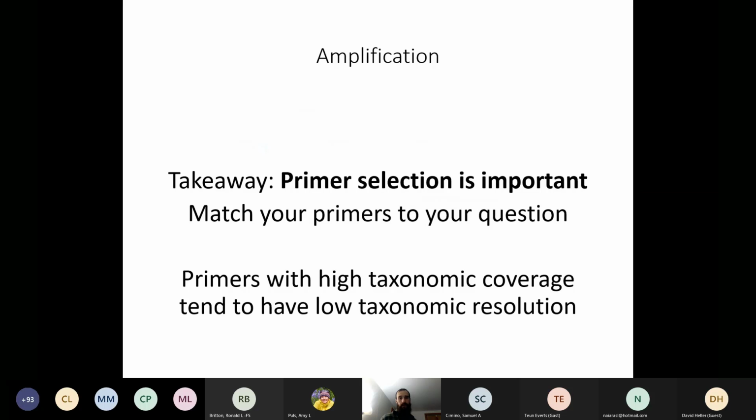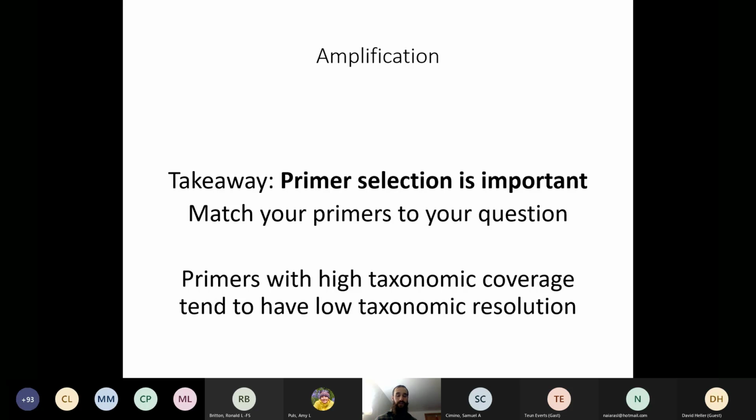All right, so we talked about the idea of having high levels of amplification efficiency across all of your templates, about minimizing non-target amplification, and about having an amplified region that's taxonomically informative. The big takeaway that I want to communicate from this is that primer selection is really critically important. There's probably no one primer set that's going to be the best.